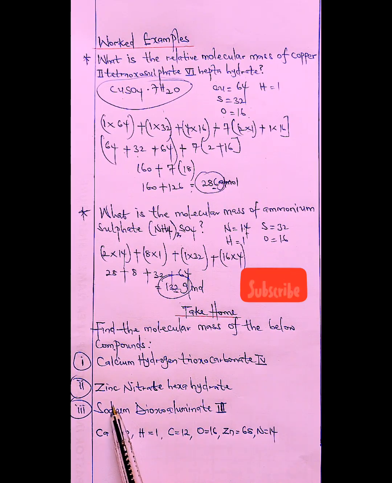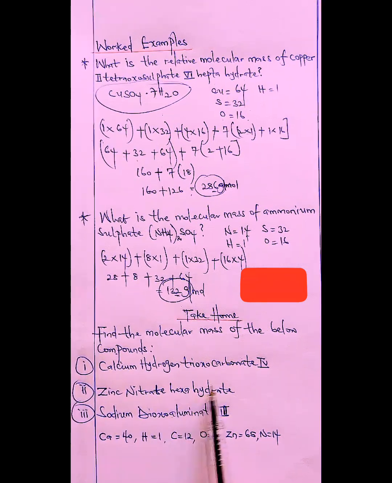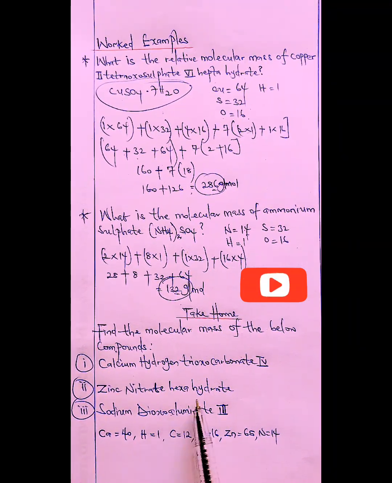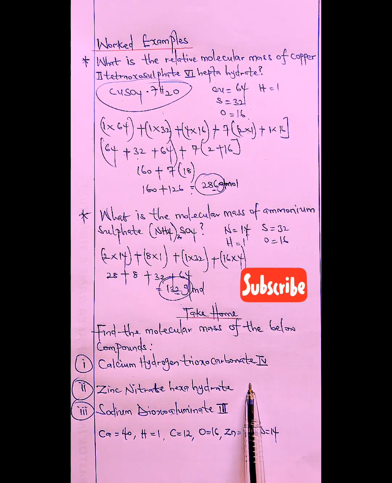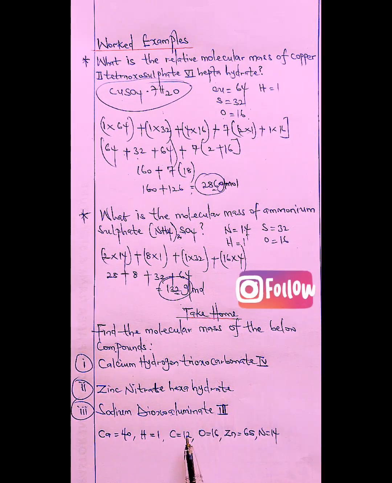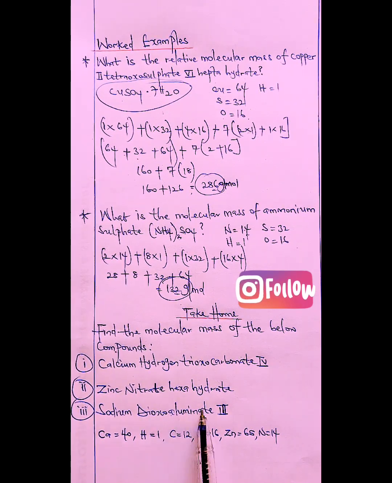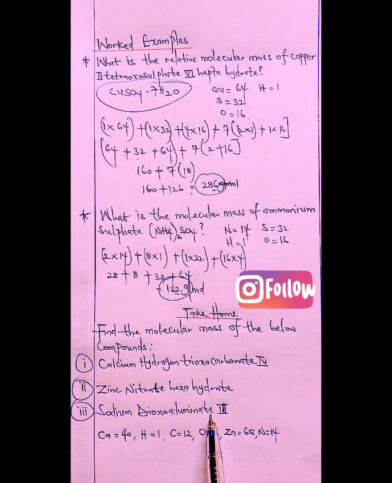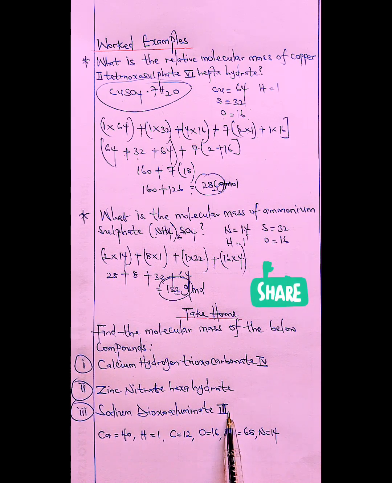Before you write out the molecular mass, the next is zinc nitrate hexahydrate. Zinc nitrate hexahydrate. Then you have to write out the chemical formula first. Then you get the molecular mass of this. The very last question is sodium dioxoaluminate 3. Now you have to get the molecular mass of this. First of all, you have to write out the correct chemical formula.